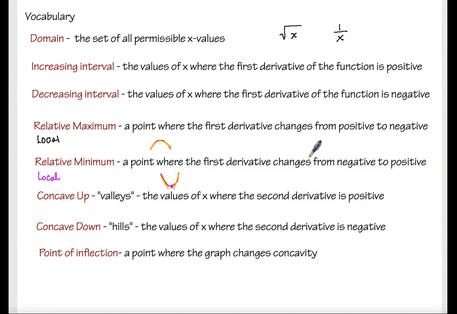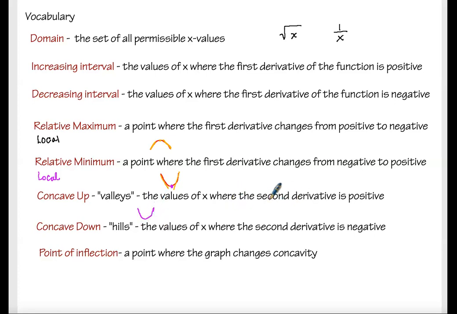Next, we have concave up or concave down. So concave up is valleys, just like the valley in between the two mountains. It's the lowest point in the graph. So in other words, if you have a relative minimum, then that means that the function is concave up at that point. Okay, it holds water. That's your concave up. It can hold water.